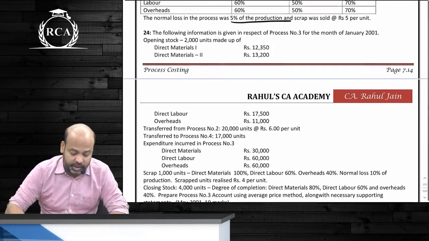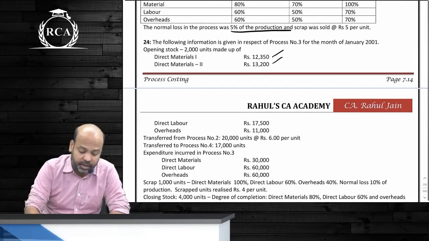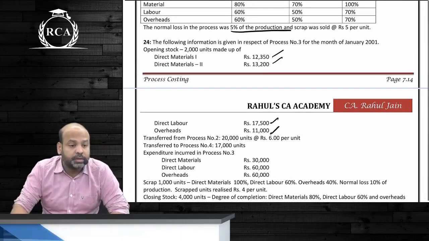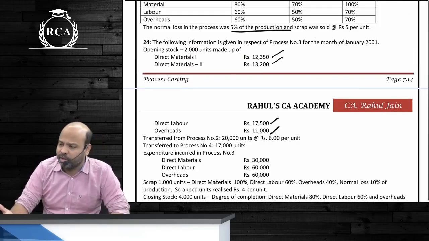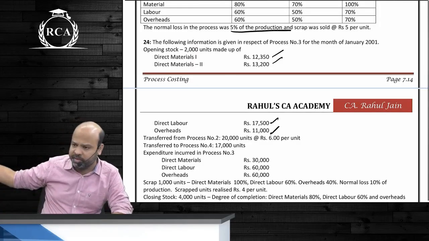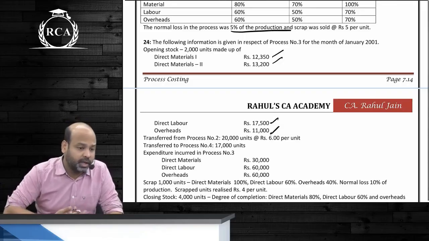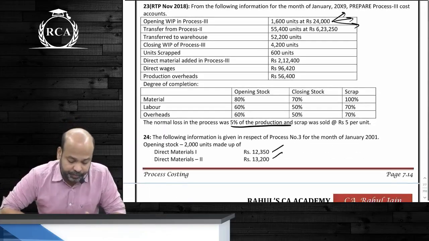Like in the next question, beta, degree of completion is not given for opening work in progress but cost bifurcation is given. Which method will you use? Weighted average. In the next question they themselves have said material 1, material 2, because we have to use weighted average method. They have to give bifurcation of material also, no? Is it understandable or not, guys? Write down the first point, beta.